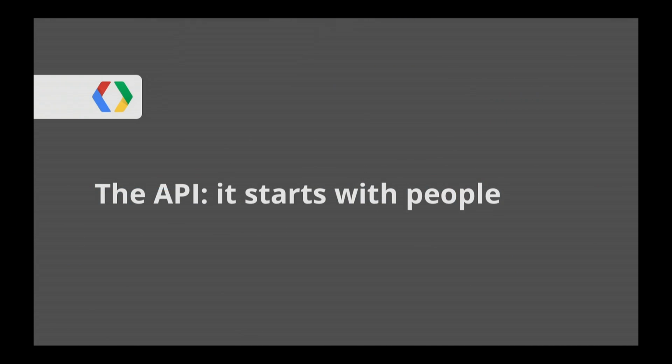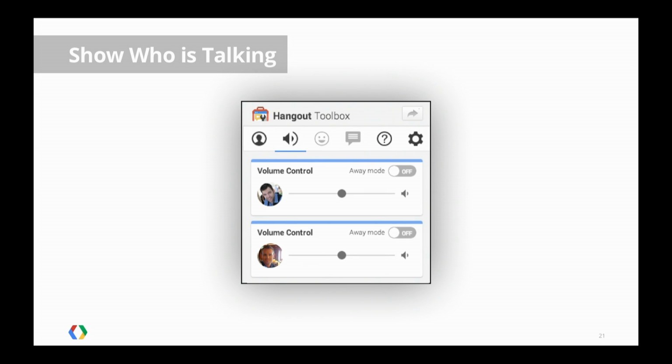Because this is a social experience, a conversation, the most important API is the ones around people. So I have a series of participant APIs that allow you to know who's in the Hangout, who's just joined the Hangout, who's leaving the Hangout, so you can make your applications respond to those events and integrate their social identity to make it a personal experience.